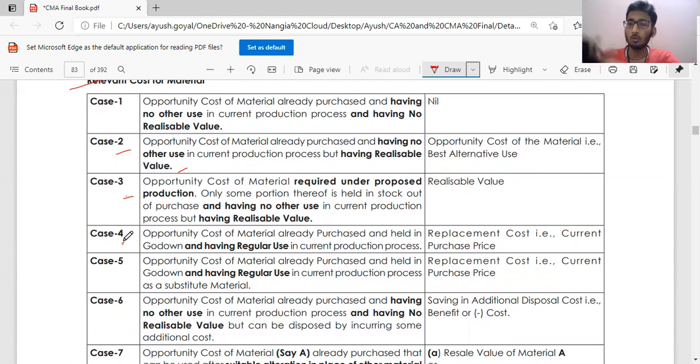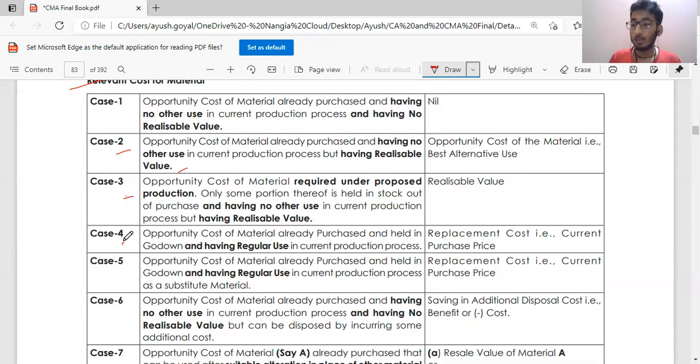The opportunity cost of material already purchased and held in godown and having regular use in the current production process. So suppose I require material A for some project. Now material A is already there in my stock, but I use that material A in my regular business. Suppose I take that material A from there and use it in my project, I need to buy that material again for the other use. So basically, I can purchase the material directly from the market, because the material already in my inventory is being used somewhere else.